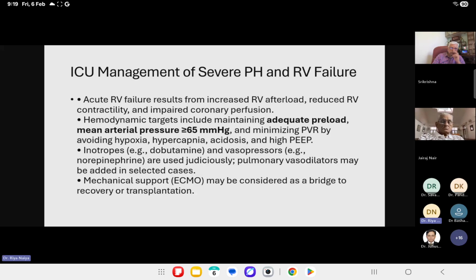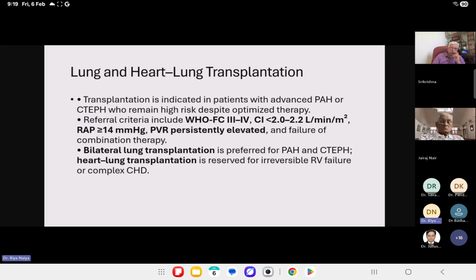Heart and lung transplantation is indicated in patients who have advanced PAH or CTEPH who remain high risk despite optimized therapy. Referral criteria is usually functional class 3 to 4 with cardiac index of less than 2 to 2.2, RA pressures of more than 14, PVR which is persistently elevated, and failure of combination therapy. Bilateral lung transplant is preferred for PAH and CTEPH. Heart lung transplant is referred for irreversible RV failure or complex congenital heart disease.